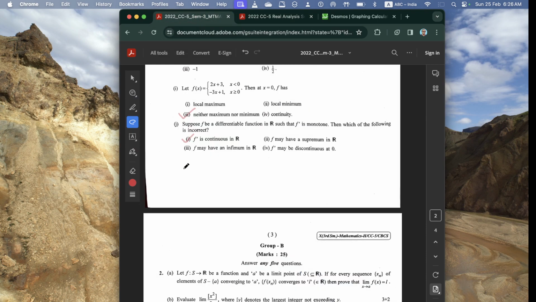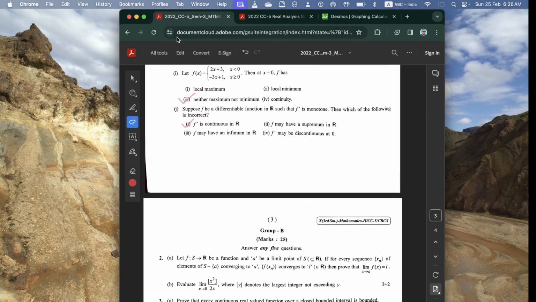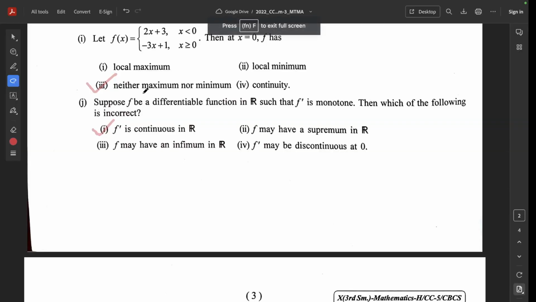So we avoid this term incorrect. So the incorrect answer is this: f' may be discontinuous at 0, so not maybe. So this is incorrect. f' must be continuous at 0, not maybe discontinuous at 0. So the incorrect option is this, option 4: f' may be discontinuous at 0.